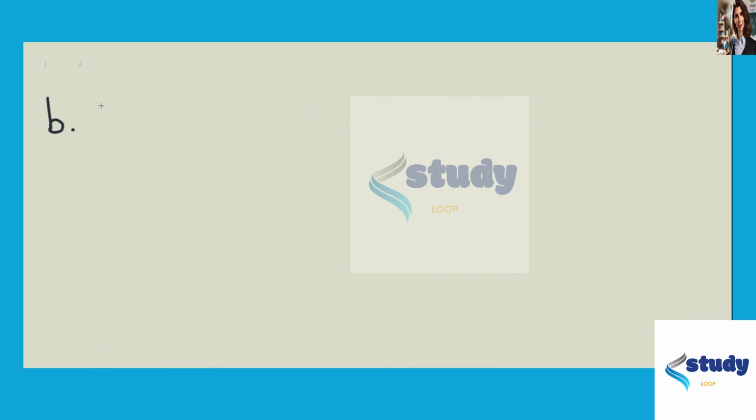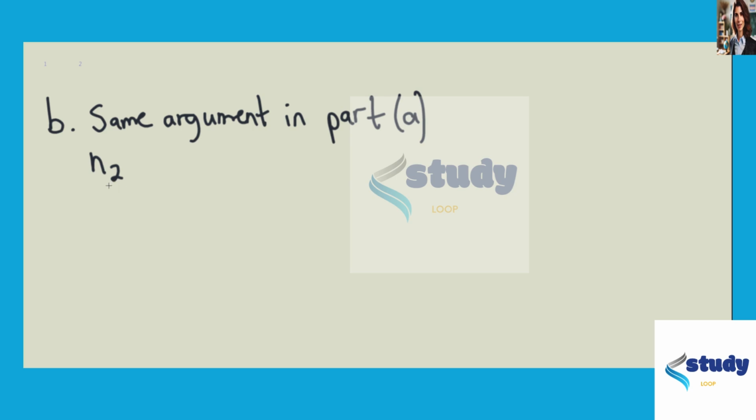For part B, we know that we're going to use the same argument as in part A. We're going to again use Snell's law. And if we're using Snell's law, then of course the refractive index of material 2 is also greater than that of water, n sub 1.